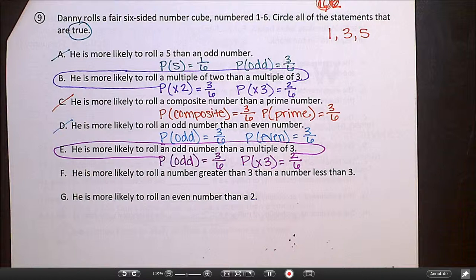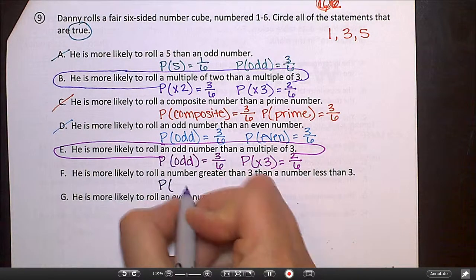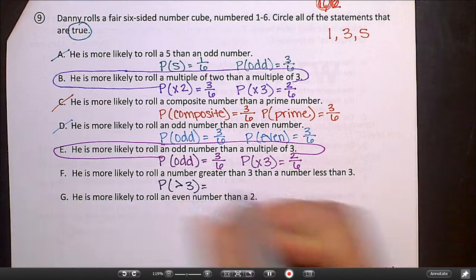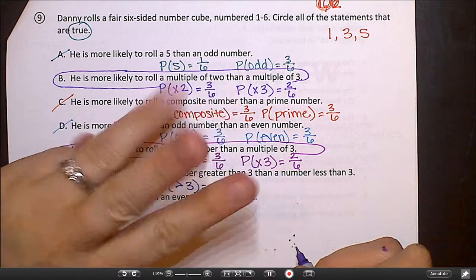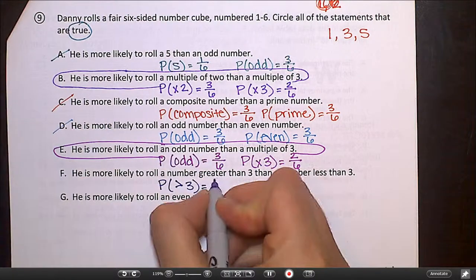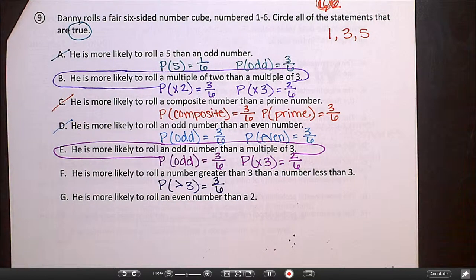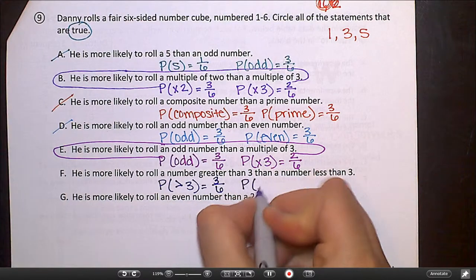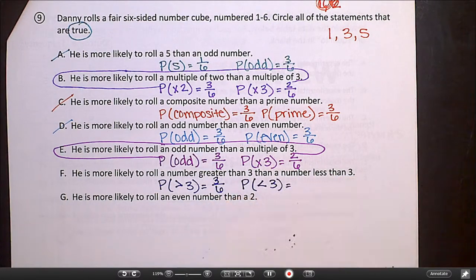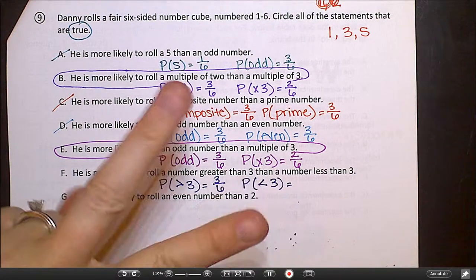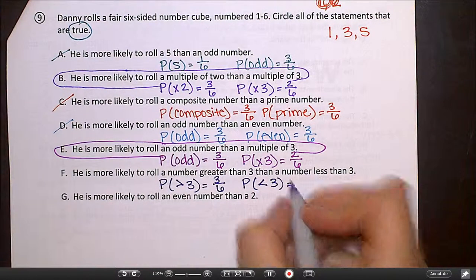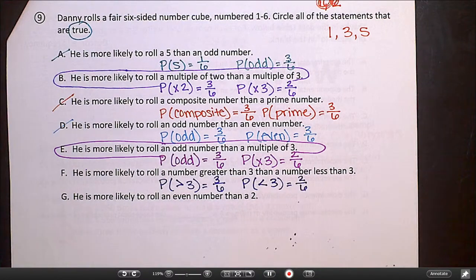He's more likely to roll a number greater than 3 than a number less than 3. Be careful on these. It doesn't say equal to 3, so I'm not going to count 3 anywhere. Probability of a number greater than 3, so that means 4, 5, 6. 3 chances out of 6. The probability of a number less than 3, that's 1 and 2. Remember, we're not counting the number 3, so 2 out of 6. He is more likely, so I'm going to circle this one.